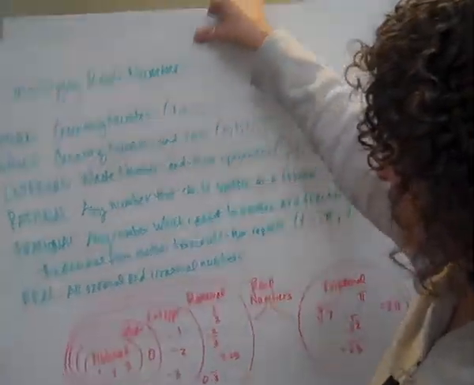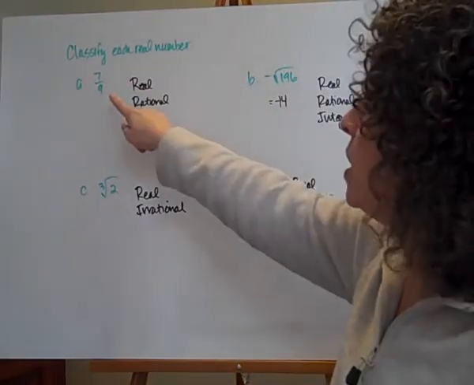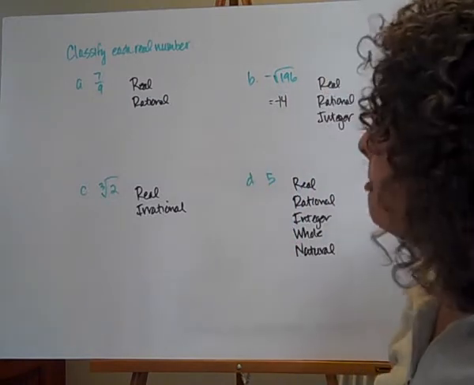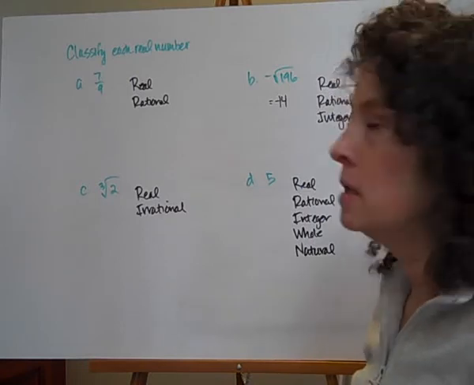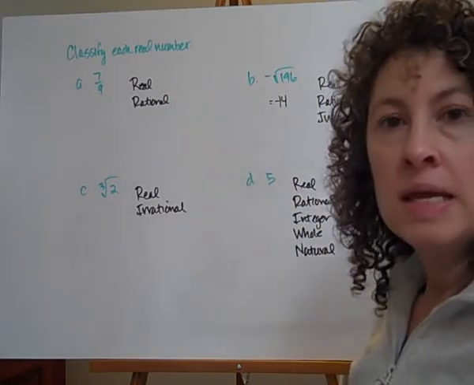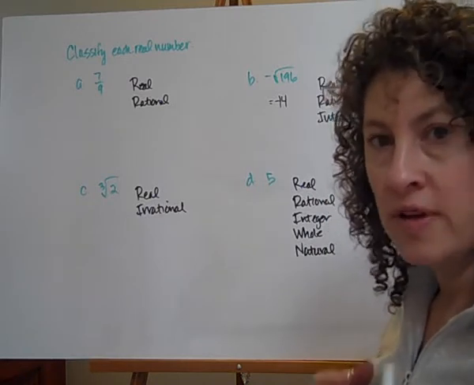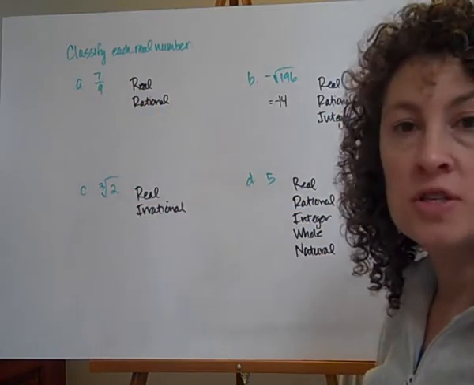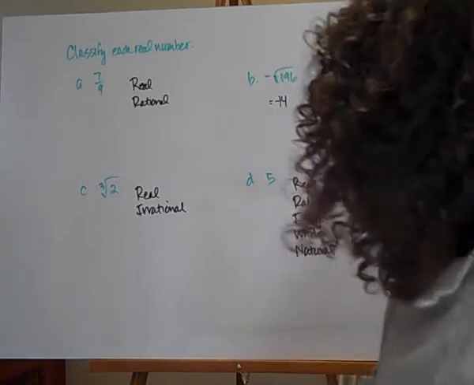So let's look at some numbers and classify them. So A, we're going to classify each real number. A is 7/9. So first, it's a real number because it's one of the numbers that we're used to working with. Now, is it rational or irrational? And the difference is, can I write it as a fraction or not? It's a fraction already, so clearly I can write it as a fraction, so it's rational. Is it an integer? Now, integers do not include fractions. So if I have to write it as a fraction, it's not an integer. And this one has to be written as a fraction, so it's not an integer. So it's real and rational, and that's as far as I can go.